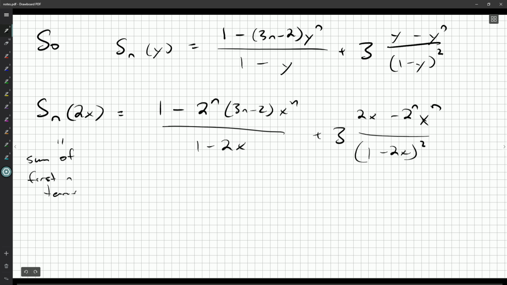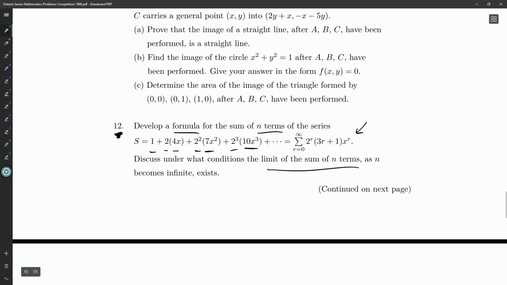So there I've got a formula for the sum of the first n terms, and that is the first thing they asked me for: the sum of the n terms of the sequence. Discuss under what conditions the limit exists.